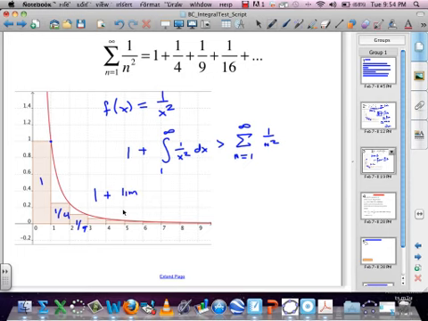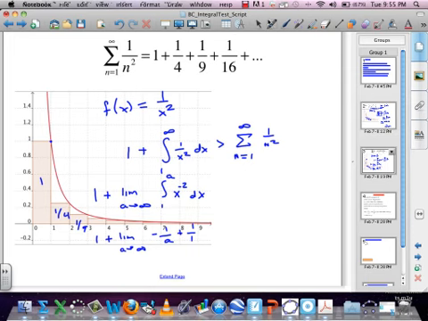Let's do the same deal. Let's do a limit as a goes to infinity, and let's do an integral from 1 to a of, I'm going to write it as x to the negative 2 this time, and let's see what happens here. We got 1 plus the limit as a goes to infinity. The antiderivative is going to be negative 1 over x. So I'm going to have negative 1 over a minus negative 1 over 1. So that's a plus 1 over 1.